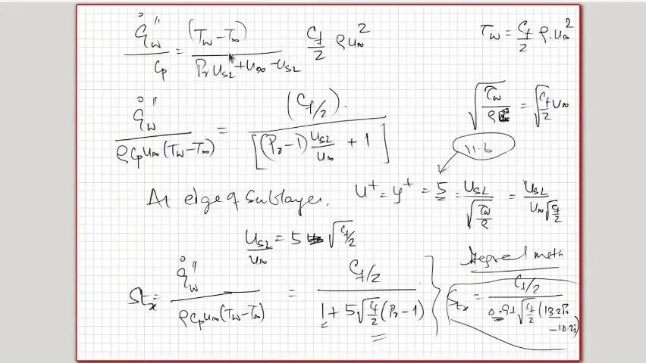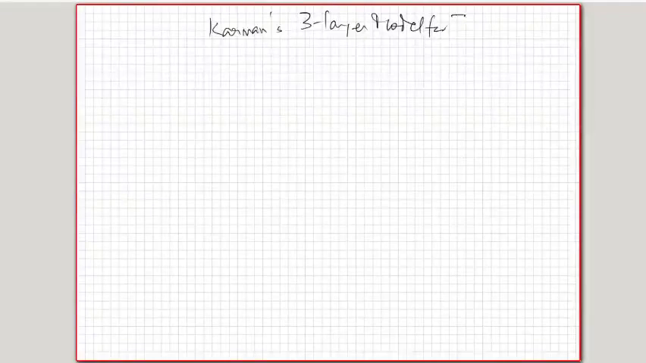Now, what we will do is also understand the three-layer model by von Karman, because that's another classic model where you say that there is no sharp boundary between the sublayer and the core, but there is a buffer layer in which the two viscosities, the molecular and the turbulent viscosities, are of similar order. So this is Karman's three-layer model for turbulent boundary layer.